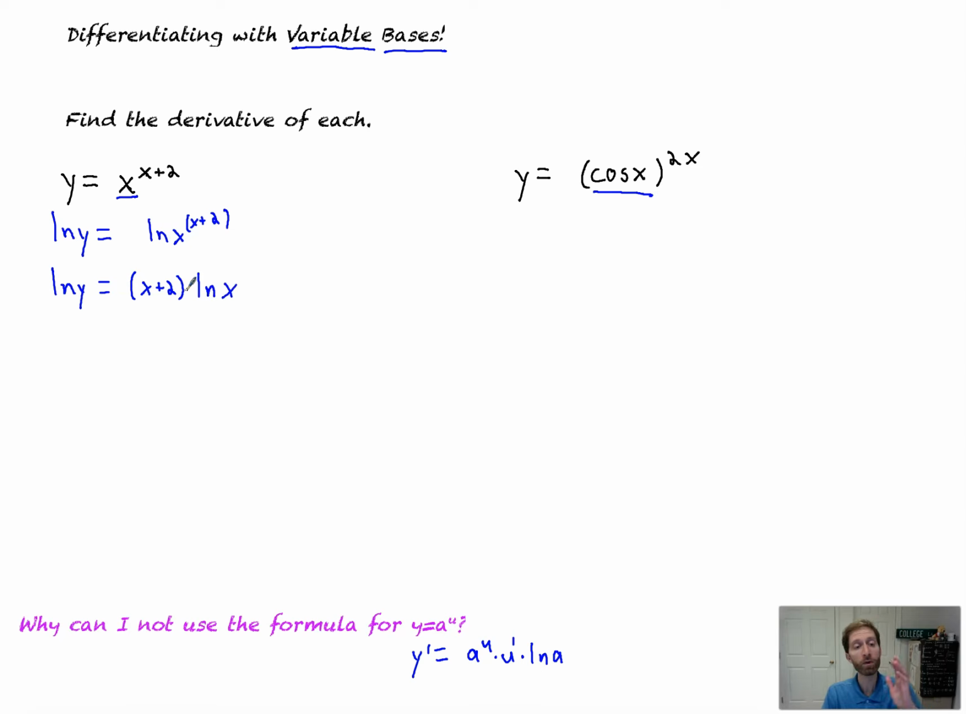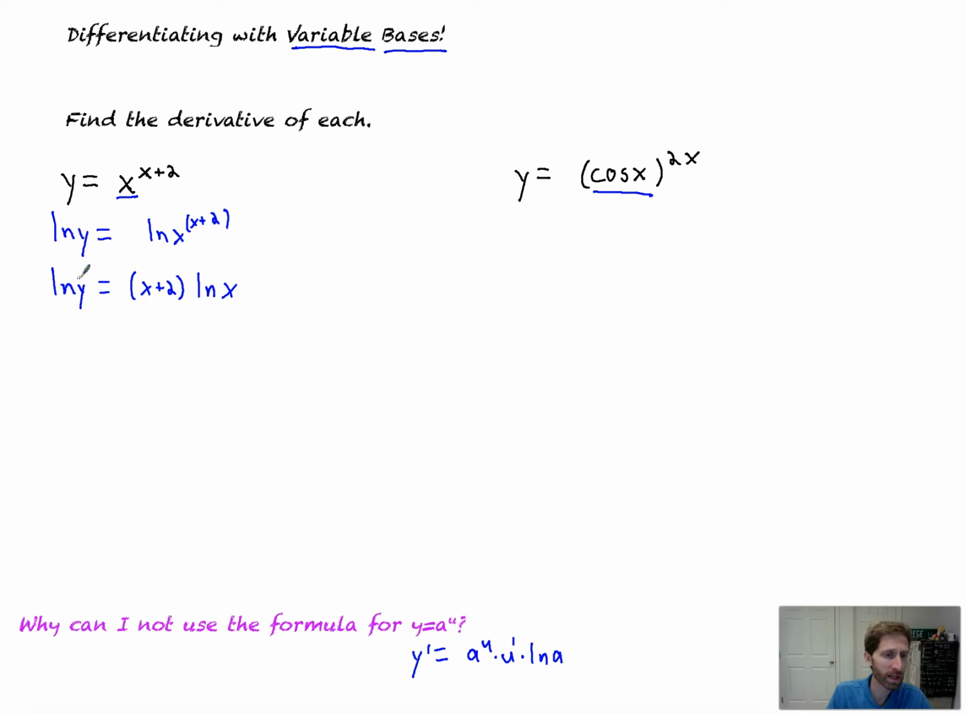Now, the reason why we can't use the a to the u formula is right here. When we go to take the derivative of this, we're going to need the product rule, and there's no product rule involved in that formula. We need the product rule because the derivative of this is not just 0. It's not a constant. There's a variable. So when there's a variable in the base, you must use logarithmic differentiation. Take the ln of both sides.